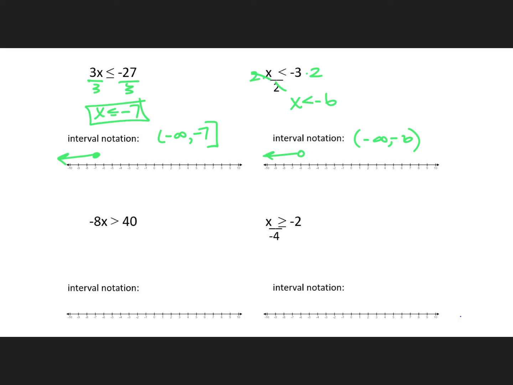Now, when we get to these last two, something interesting happens that I haven't had to mention before. When you multiply or divide by a negative number, you have to flip the inequality symbol. So, multiply or divide by a negative, flip the symbol.